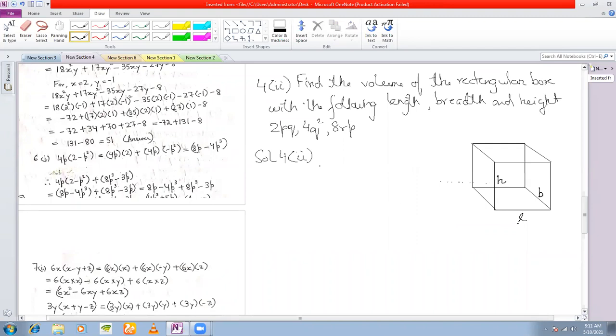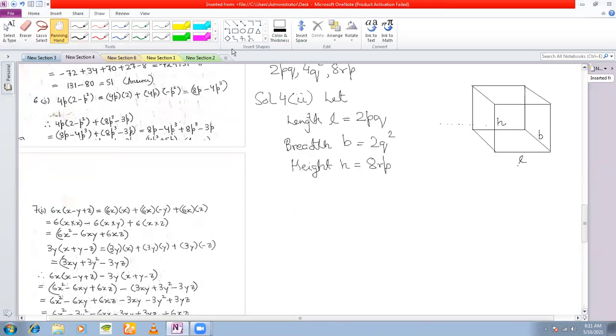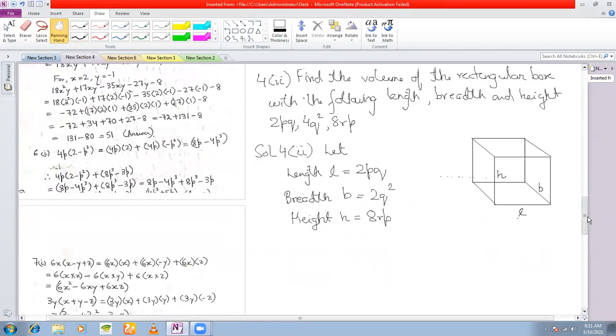So I start by saying let length L is equal to 2pq, breadth B is equal to 2q square, and height H is equal to 8r. The question here is breadth is 4q square. Not 2q square, it is 4q square.